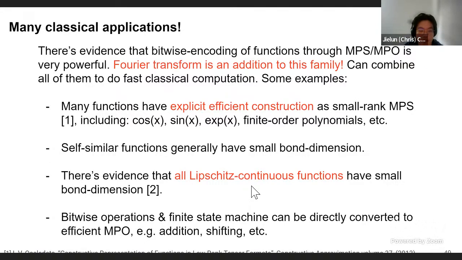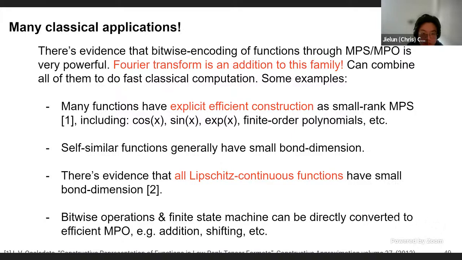There's also evidence that the bitwise encoding of functions through matrix product states and matrix product operators is very powerful, and the Fourier transform is an addition to this family. So we can combine all of them to do fast classical computations. Many functions actually have an explicit, efficient construction as small-rank matrix product states. For example, cosine, sine, exponential, and finite-order polynomials can be directly converted into matrix product states where we can write out the elements of each tensor individually.